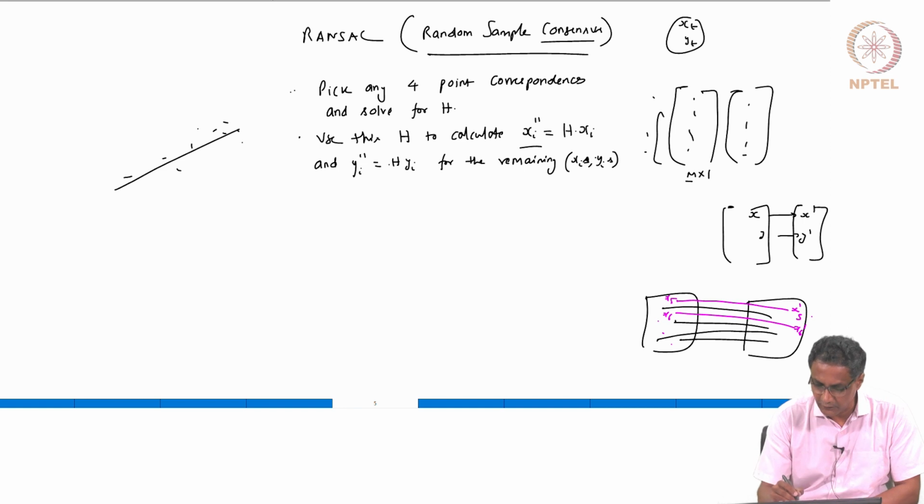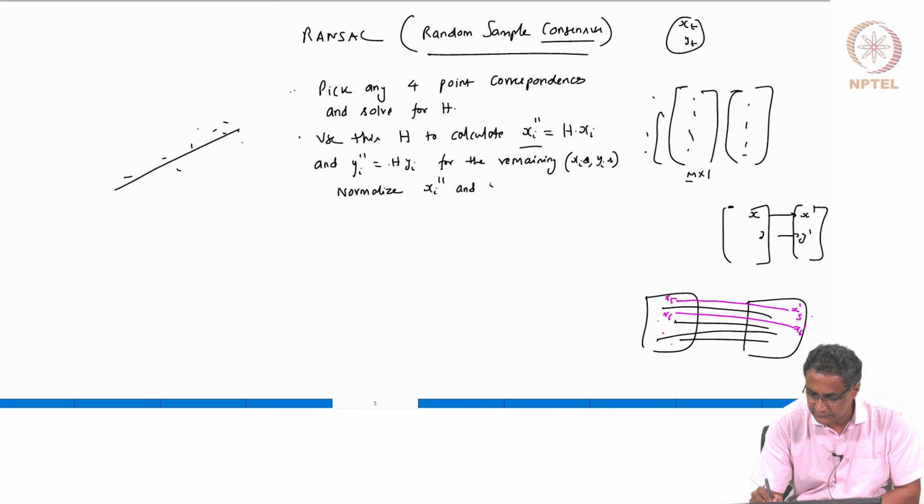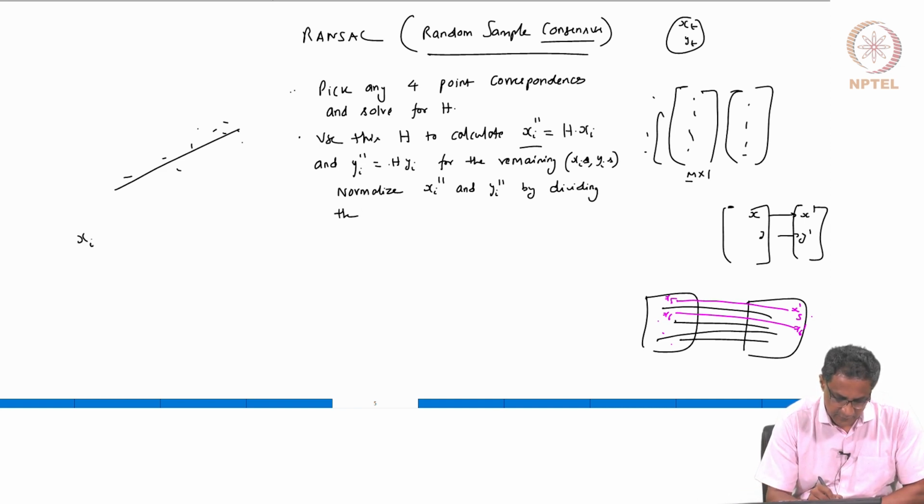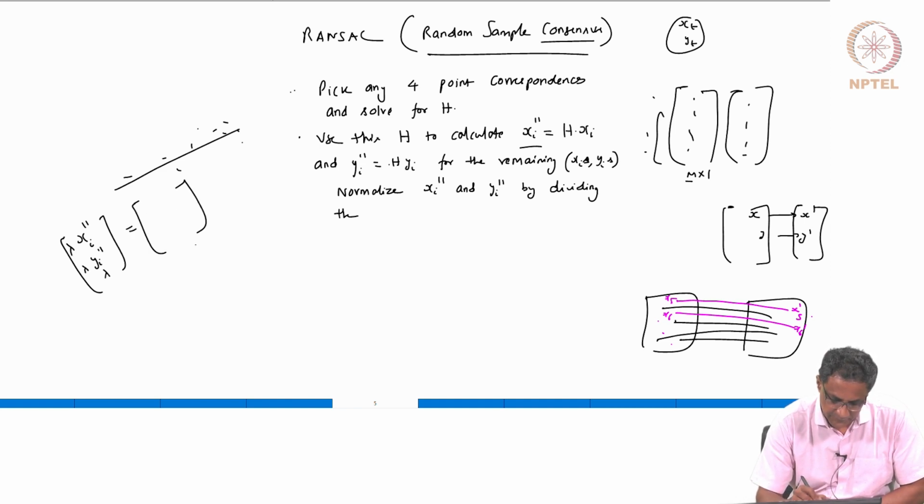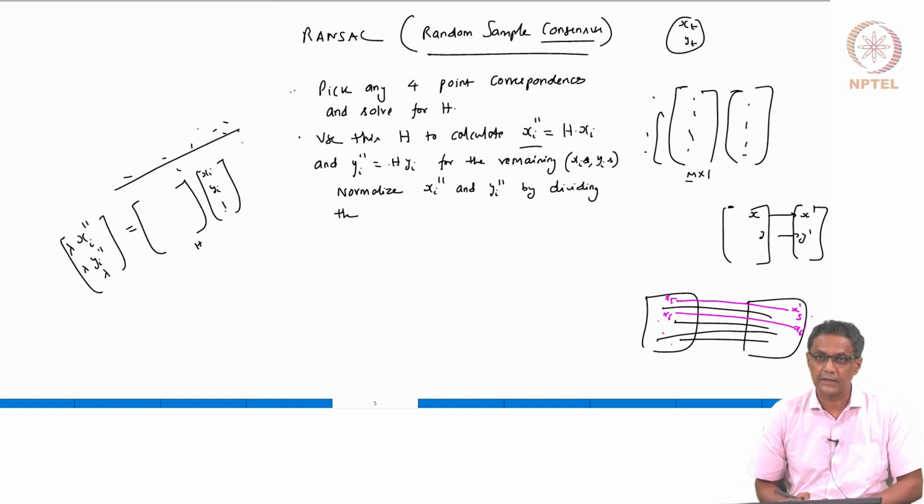Now you need to normalize xi double dash and yi double dash. By what? By dividing the first 2 elements. So, it is like this: you have xi double dash, yi double dash and some lambda, which could be sitting here. So you have lambda, lambda, lambda, and this is h applied on xi, yi, 1. That is how you need to apply.